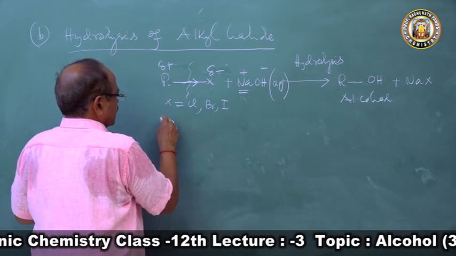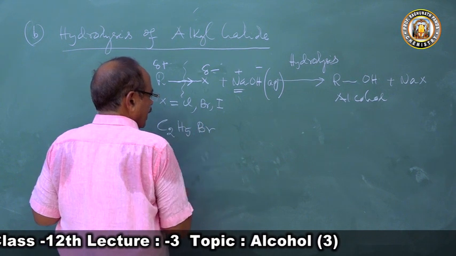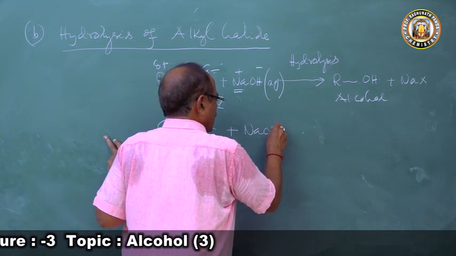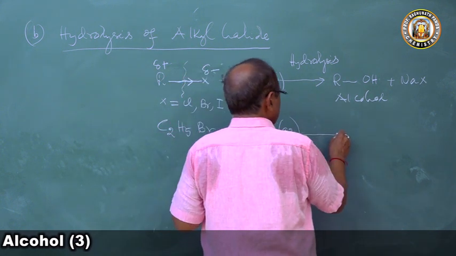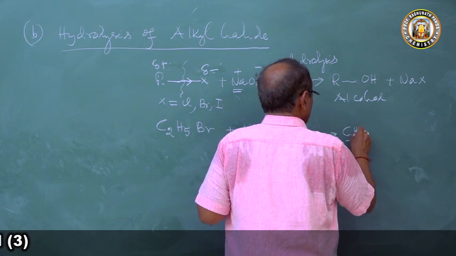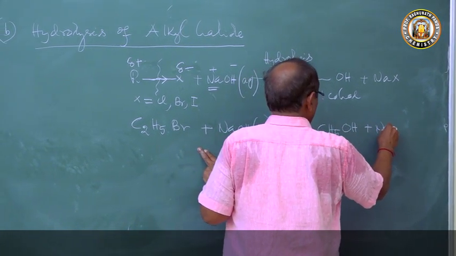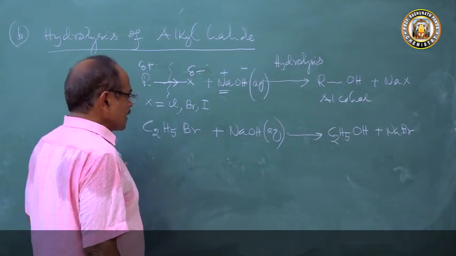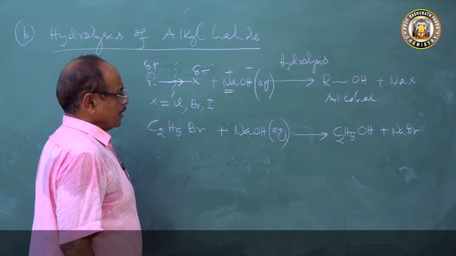Suppose you take ethyl bromide, C2H5Br, and we treat this with aqueous sodium hydroxide solution. So this will give us C2H5OH, ethyl alcohol, plus sodium bromide. This happens, and we get ethyl alcohol.